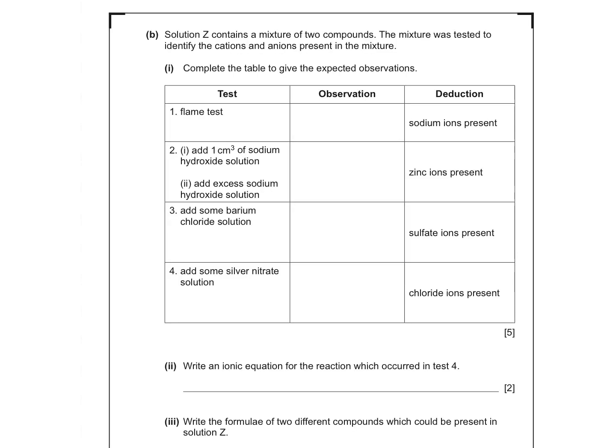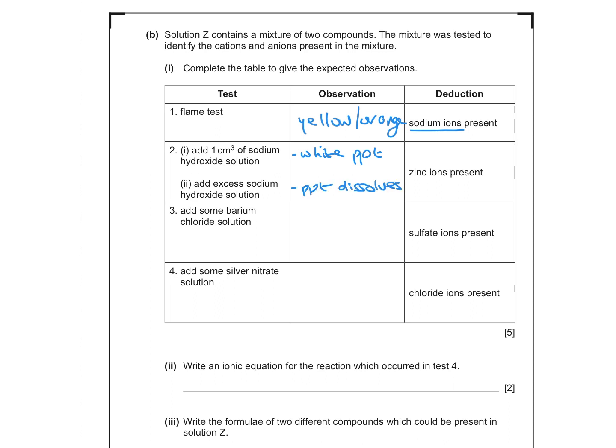Okay, so here are some qualitative tests. First one is a flame test, and we're told that sodium ions are present. Well, sodium ions produce a yellow or orange colour. The second one, we're adding sodium hydroxide solution followed by excess hydroxide solution, this is for zinc. Well, initially, a white precipitate forms, or you can say a white solid. And in excess hydroxide, that precipitate dissolves.